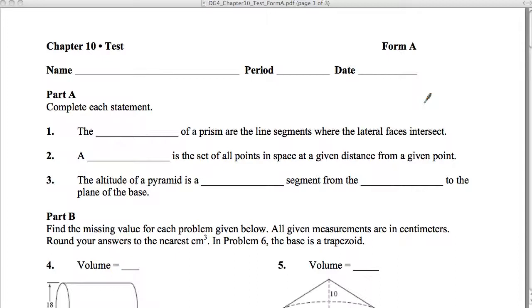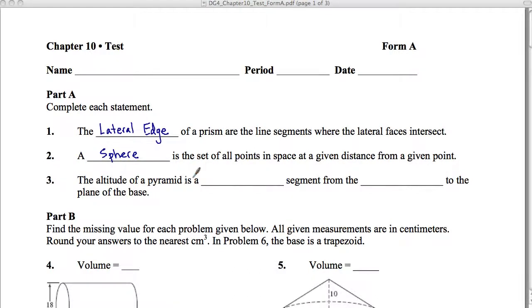Alright, these are the answers to the Chapter 10 test. Let's get started. On number 1, the answer is lateral edge. Two, a sphere.